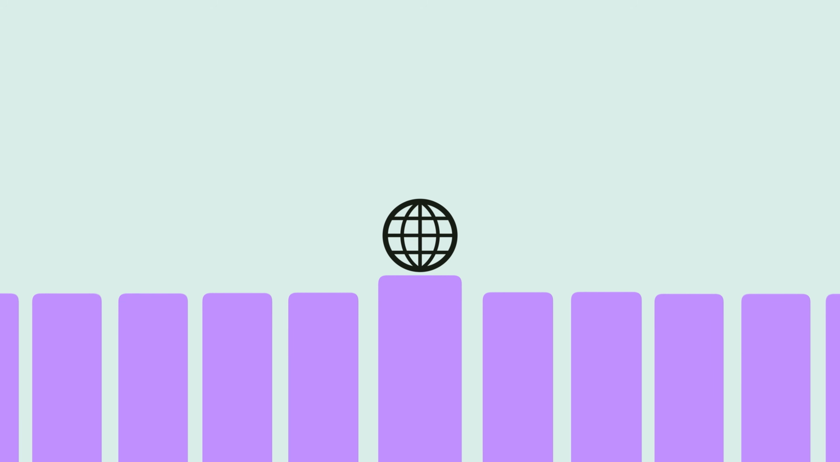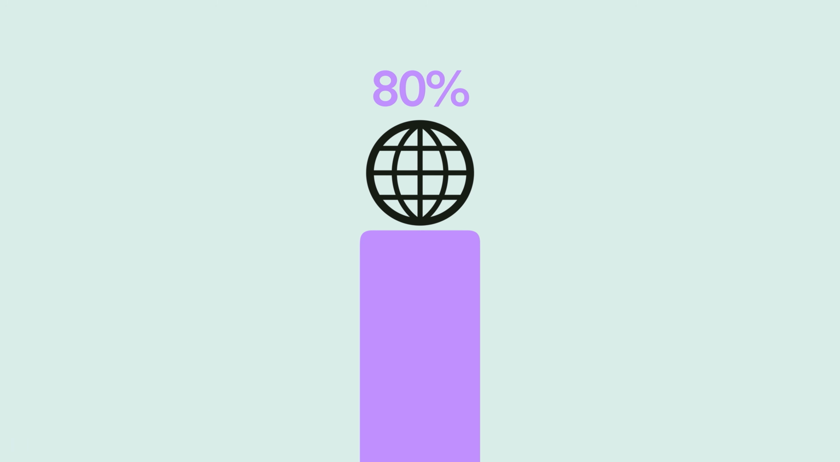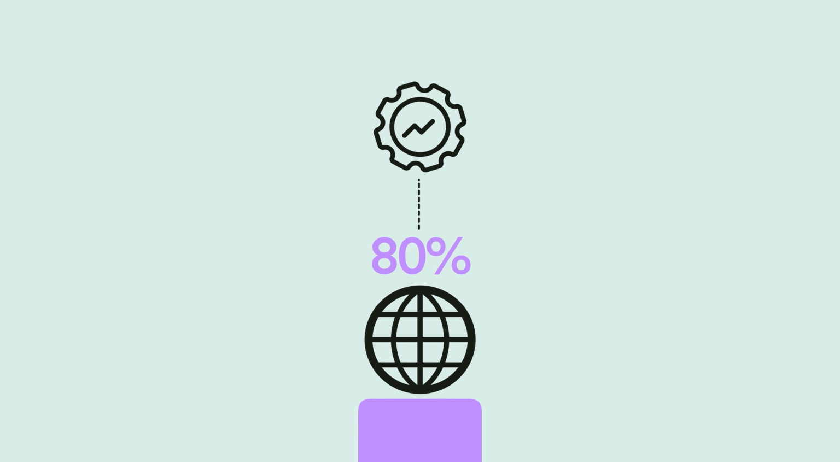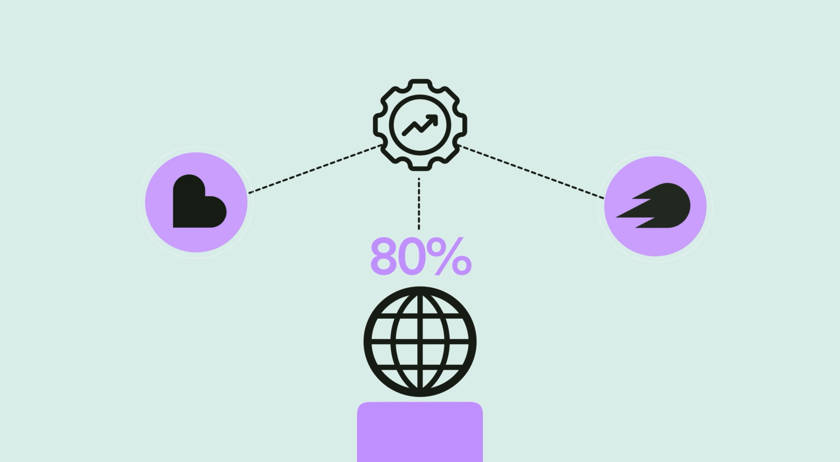Hundreds of thousands of new websites are built every single day, but only a fraction of them are actually built to rank in Google and appear in AI answers. In this video, I'll show you how to get ahead of 80% of those websites by building one that's optimized from the start with the help of Lovable and Semrush's MCP.